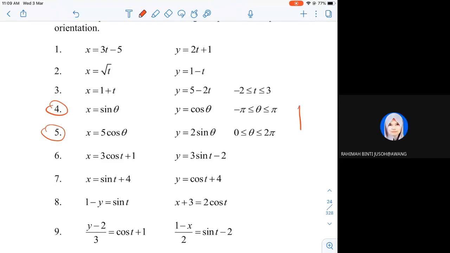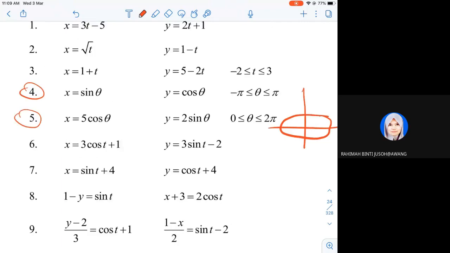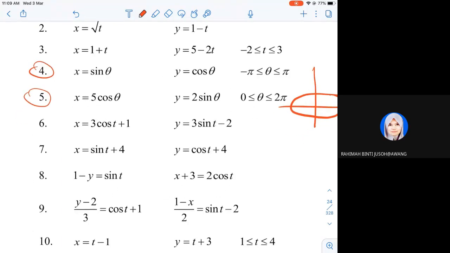Okay, dia ellipse ke arah X kan. So dia macam gini lah. Dia macam gitu. Okay, saya bukan anak seni. Saya tak cantik. Tapi faham, dia ke arah X lah. Okay, how about number 6? Is it a circle or ellipse? Circle. Okay, very good.